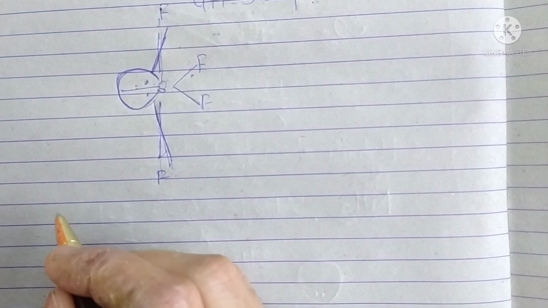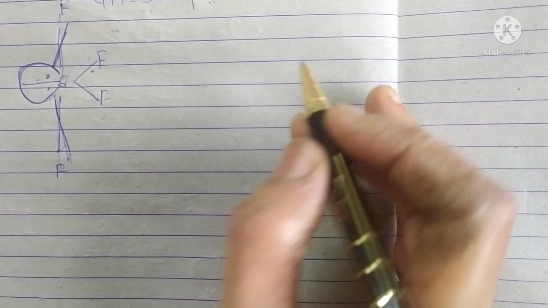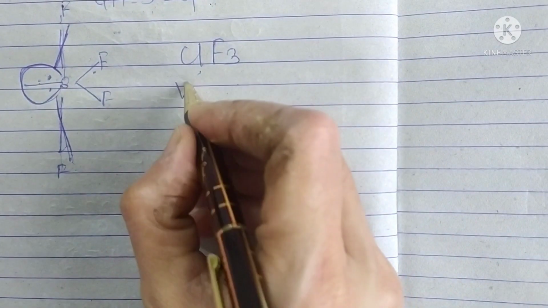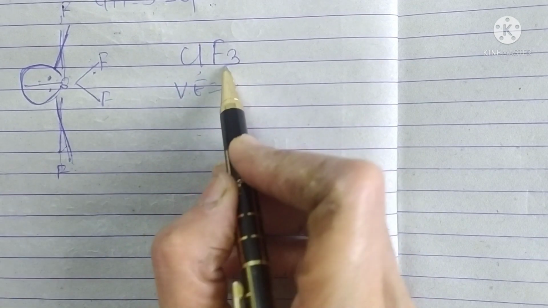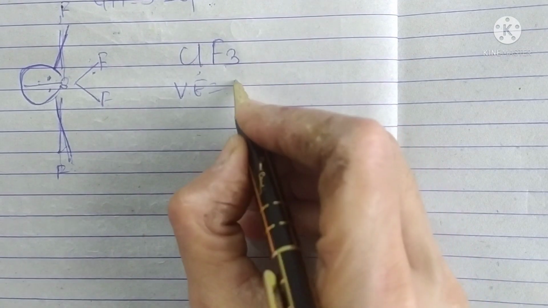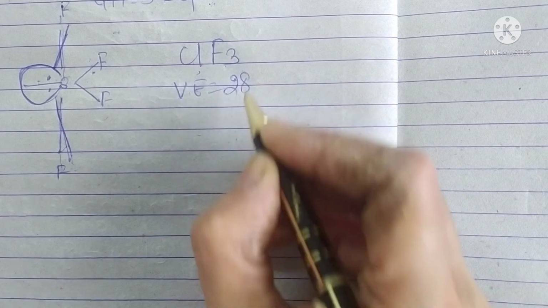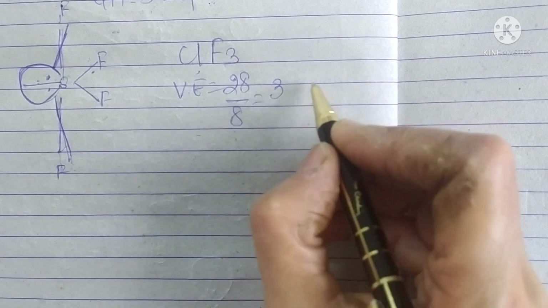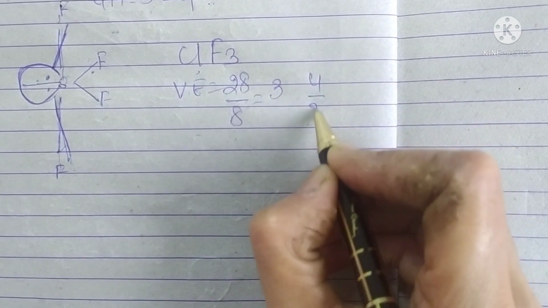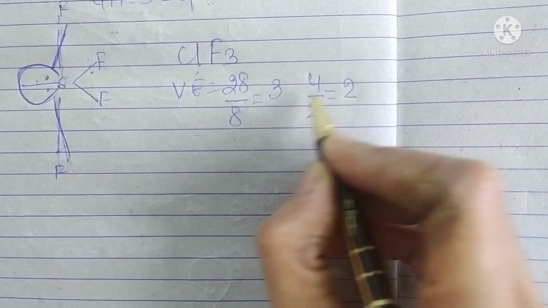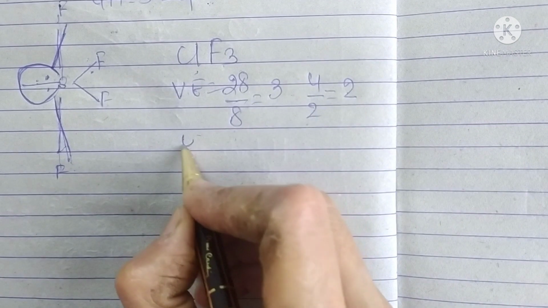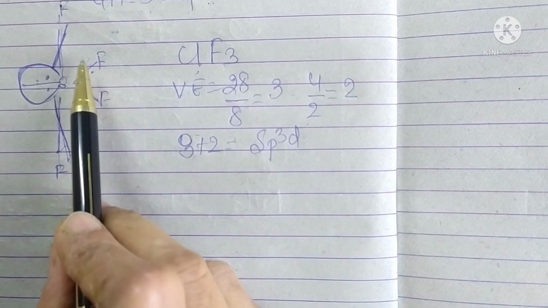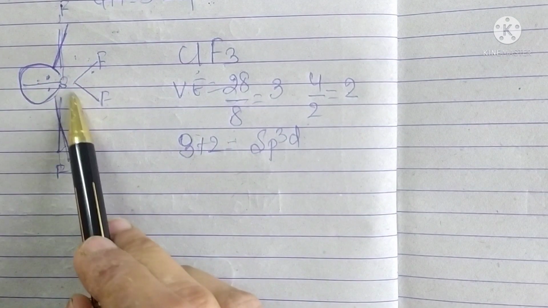Now another molecule is ClF3. In this case again, because all of them belong to the halogen family, the valence electrons will be 7. 4 sevens are 28, divided by 8. 8 threes are 24 and 4 will remain, so 2, and it will be 3 plus 2, which is 5. It is sp3d. Again, we have to arrange the electrons in this way only.